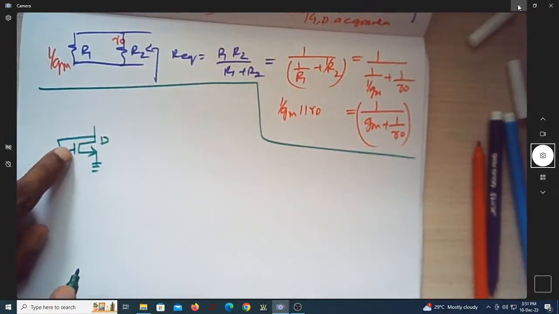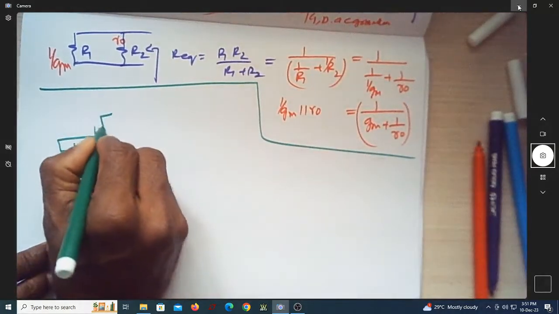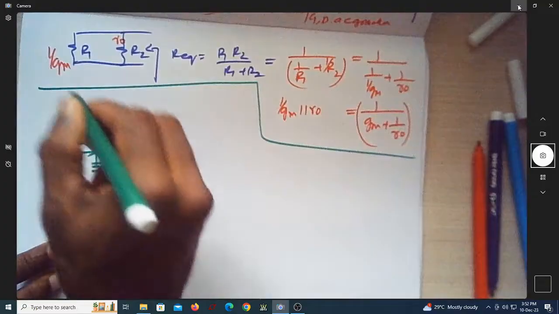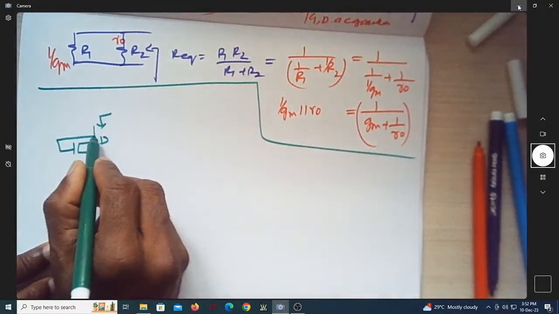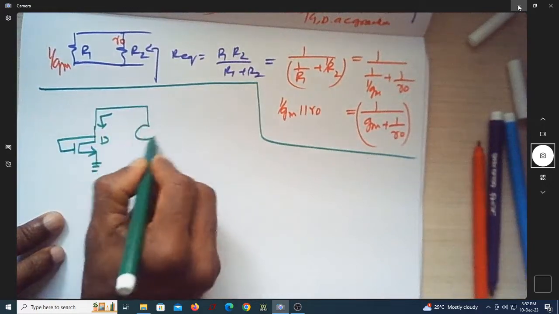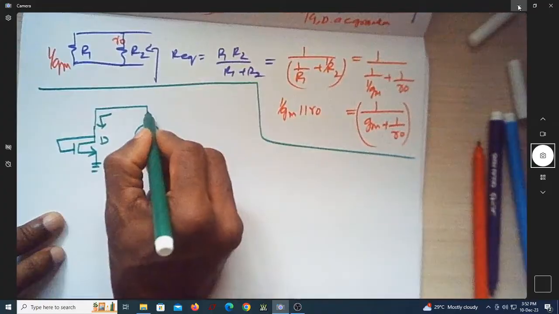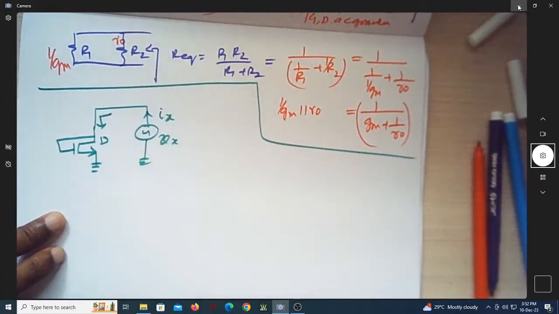Now this is not AC grounded, but in turn it's connected to drain. So I want to see what is the resistance looking into the drain, but here the condition is gate and drain are shorted. What is the procedure? Let me apply a dummy source Vx of known amplitude and find out what is Ix.